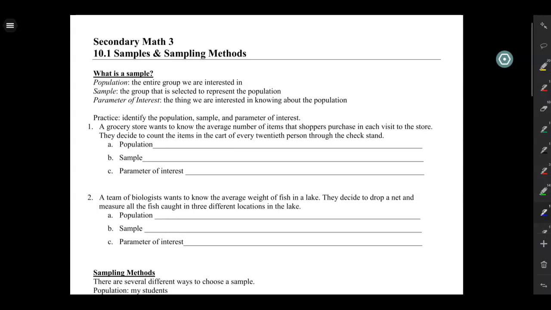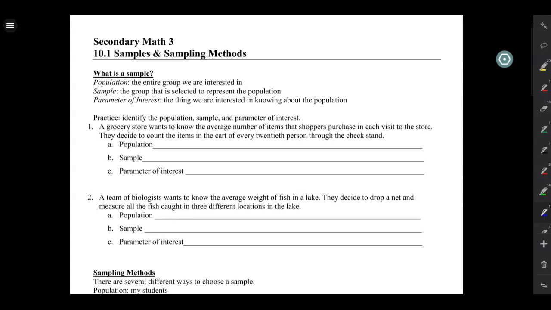parameter of interest. So whenever you're doing a statistical study, you've got a group that you look at that you're interested in. That's called a population. A sample is the group that is selected to represent the population. So say you've got a group of 1,000 people and you want to know something about them. That would be your population. Your sample would just be maybe the 100 people that you select from the entire population to answer your statistical question. The parameter of interest is the thing that we are interested in knowing about the population.